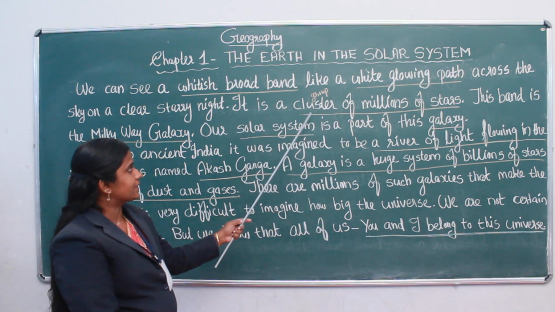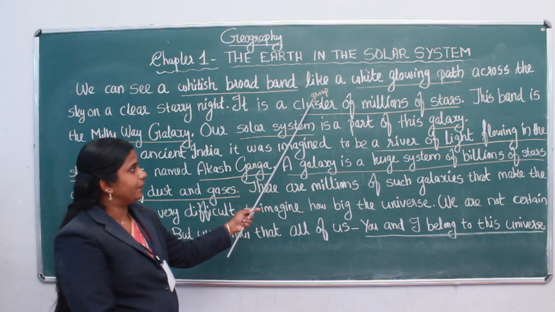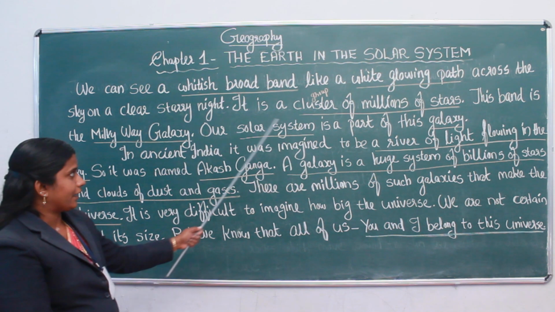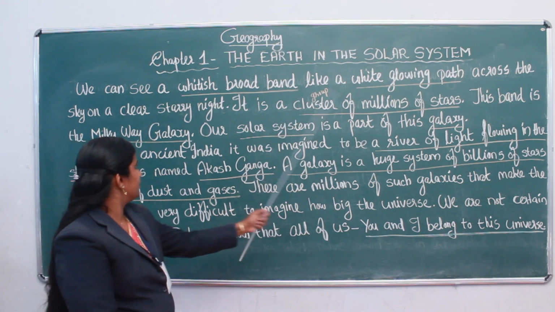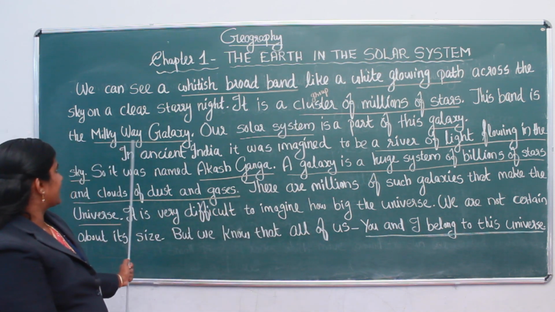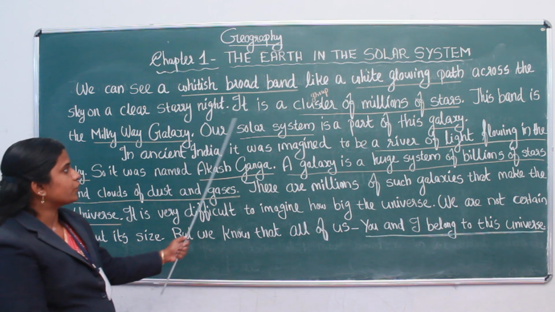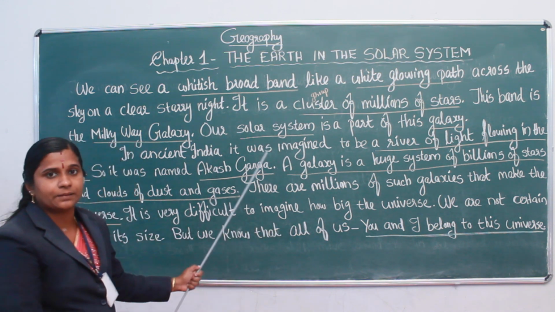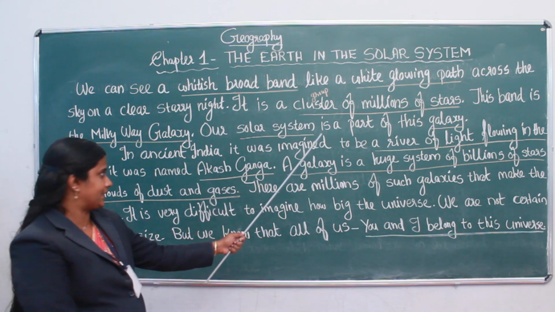What is the meaning of cluster? Group. This band is the Milky Way galaxy, a cluster of millions of stars. That is known as the Milky Way galaxy. Our solar system is a part of this galaxy.